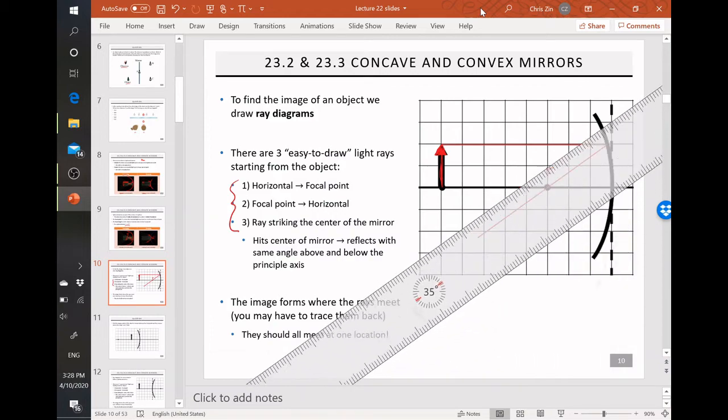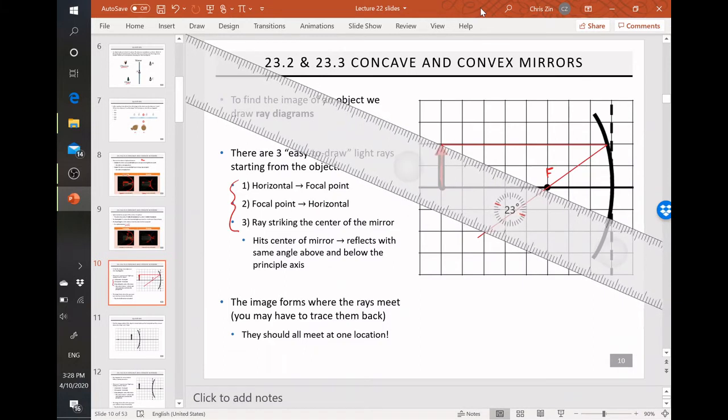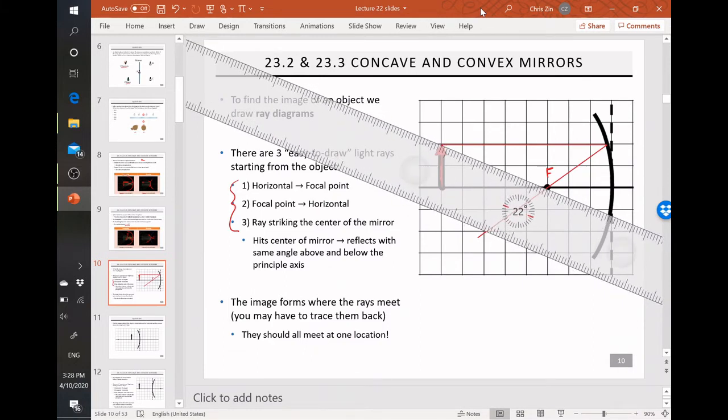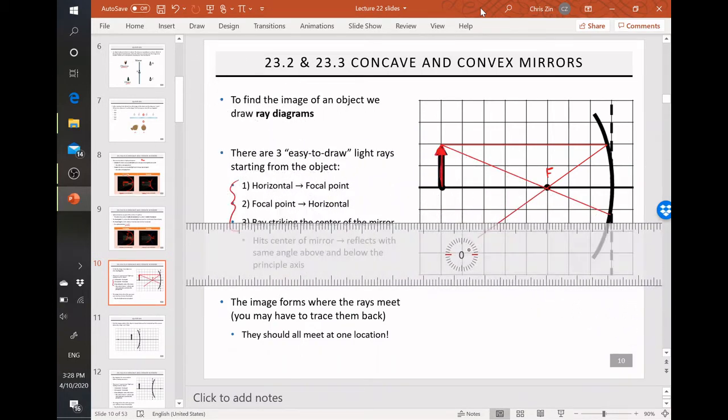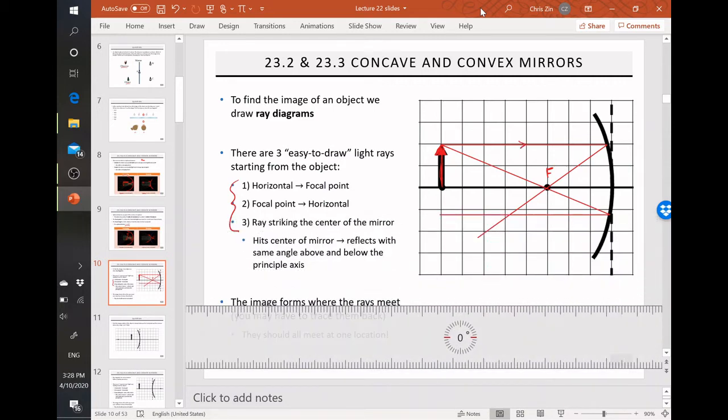The second easy to draw light ray is the one that starts at the top of the candle and goes directly toward the focal point. So I line up my ruler. I have a light ray that goes straight from the top through the focal point and hits the mirror. After that particular light ray reflects off of the mirror, it will be horizontal. And let's draw some arrows here too to represent the incoming and outgoing light rays.